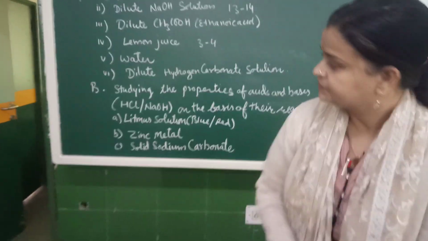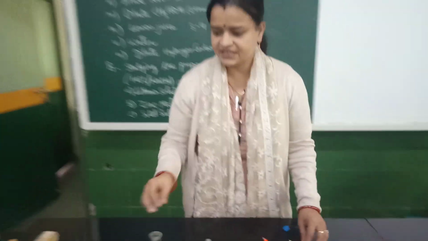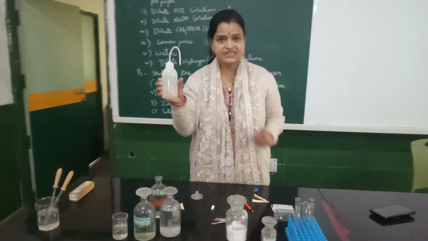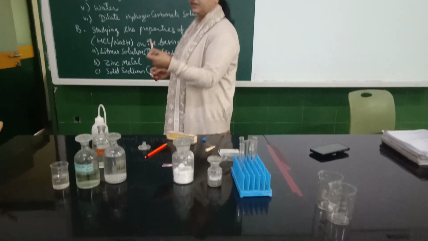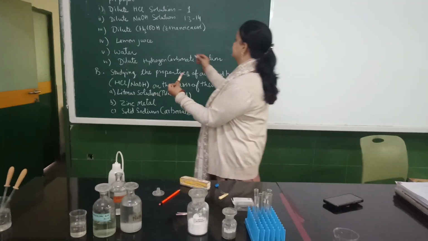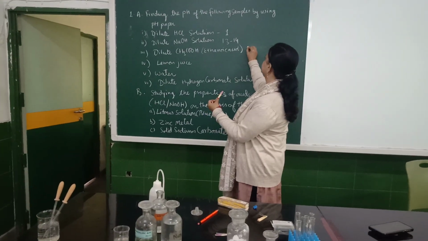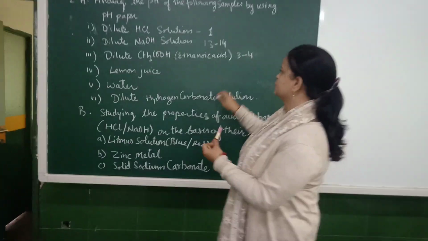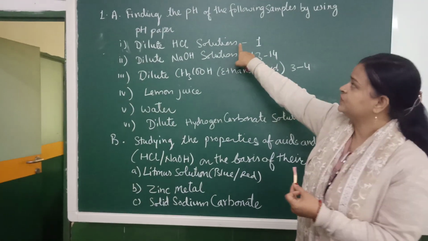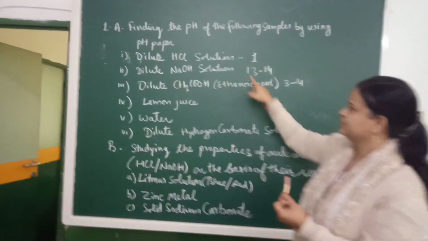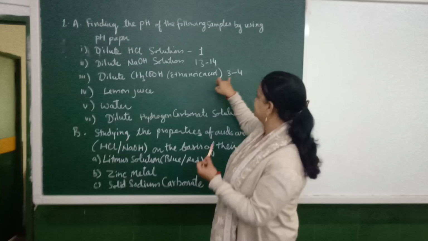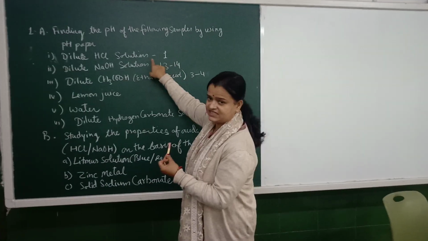The next is water. Let us take this sample of distilled water. Now, the pH of this acetic acid is coming around 3 to 4. So what do you feel, which one is more acidic in nature, HCl or acetic acid? Yes, you are right. Acetic acid is less acidic than HCl.